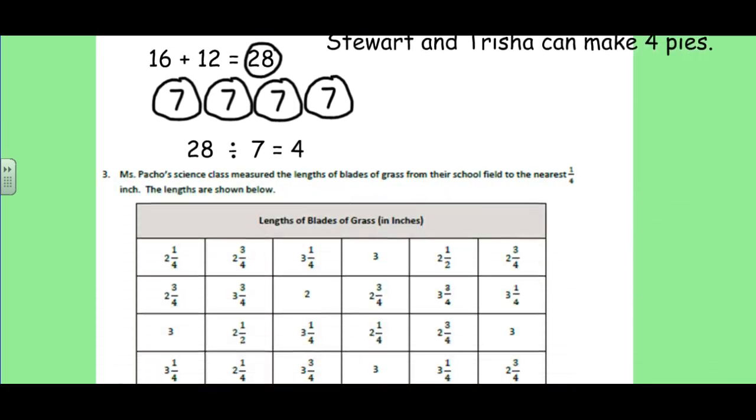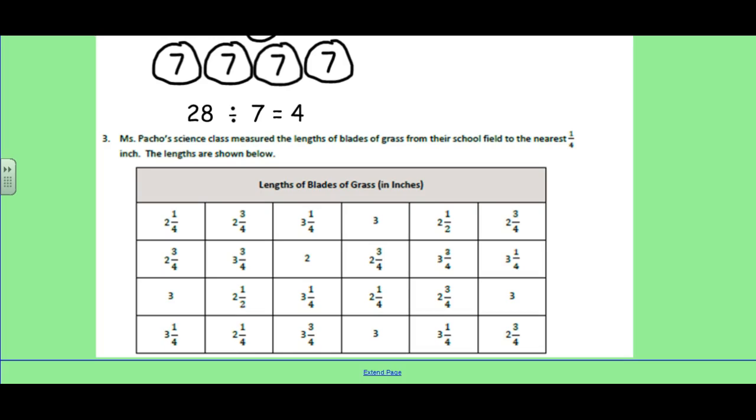Okay, moving on to question 3. Question 3 says, Miss Pacho's science class measured the lengths of blades of grass from their school field to the nearest 4th inch. The lengths are shown below. So this is telling me that we're probably going to be working with some type of line plot, because this is what we've always started with when we've made our line plots. And you can see that they measured them to the nearest 4th inch.